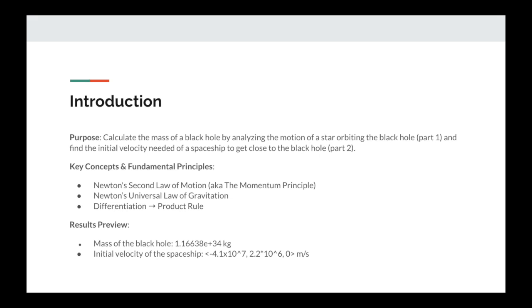The key concepts and fundamental principles at play in this lab include Newton's second law of motion, also known as the momentum principle, Newton's universal law of gravitation, and differentiation and the product rule when it comes to the parallel and perpendicular components. And here you can see a preview of our results.